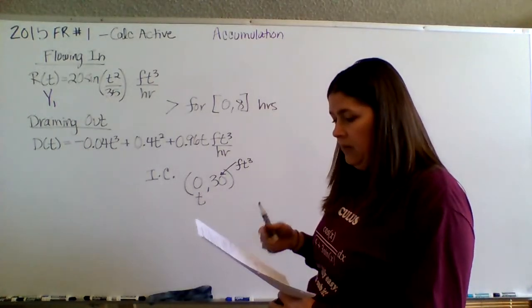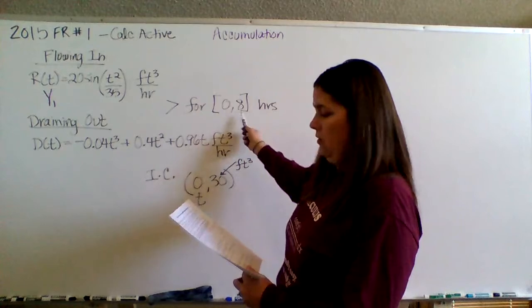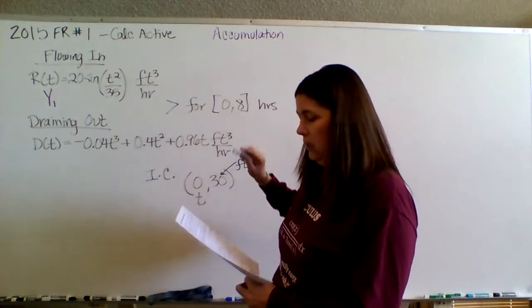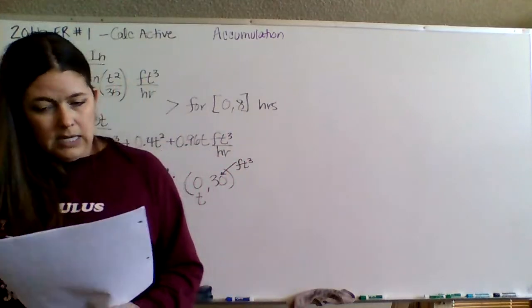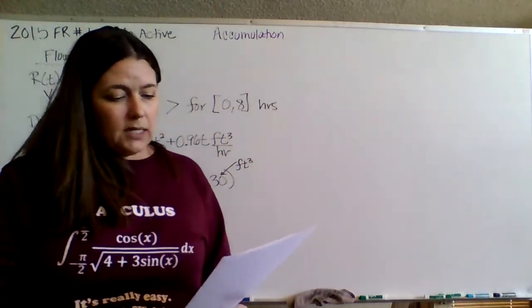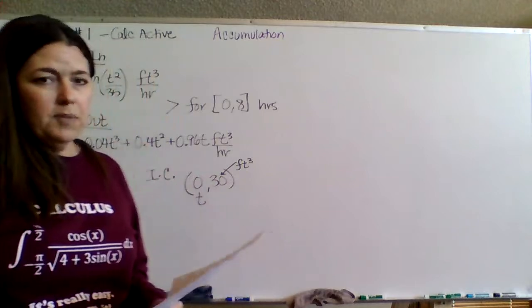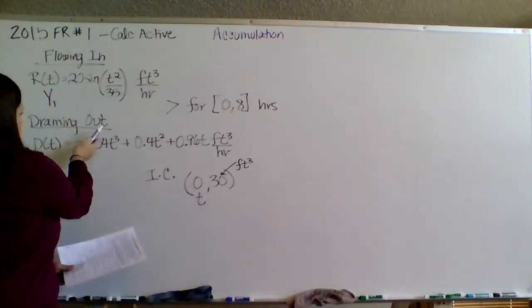Then in the next sentence, it does tell us our time is from 0 to 8 hours. I wrote it in closed bracket interval notation instead of 0 is less than or equal to t, which is less than or equal to 8 hours. And then it says the pipe is partially blocked, allowing water to drain out from the other end. So this was my draining out rule.